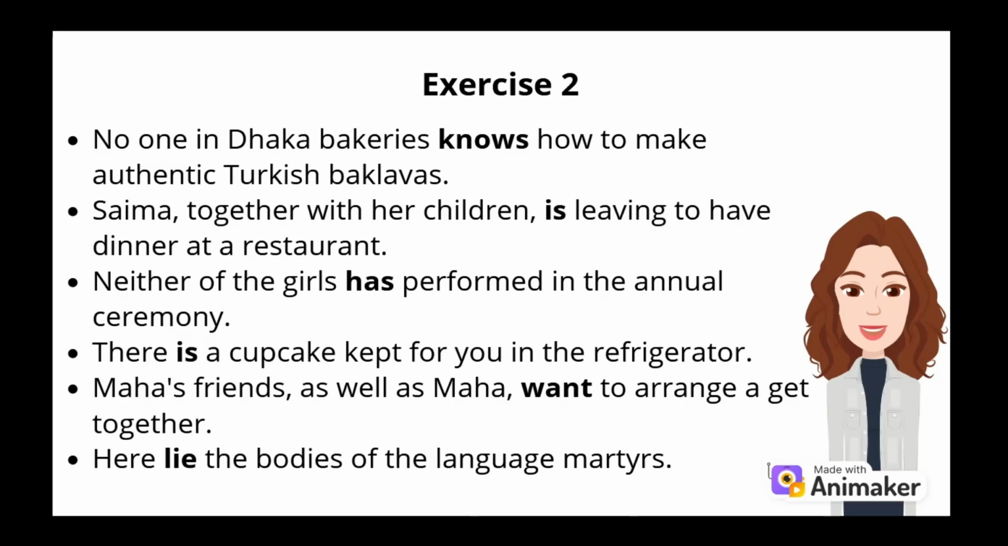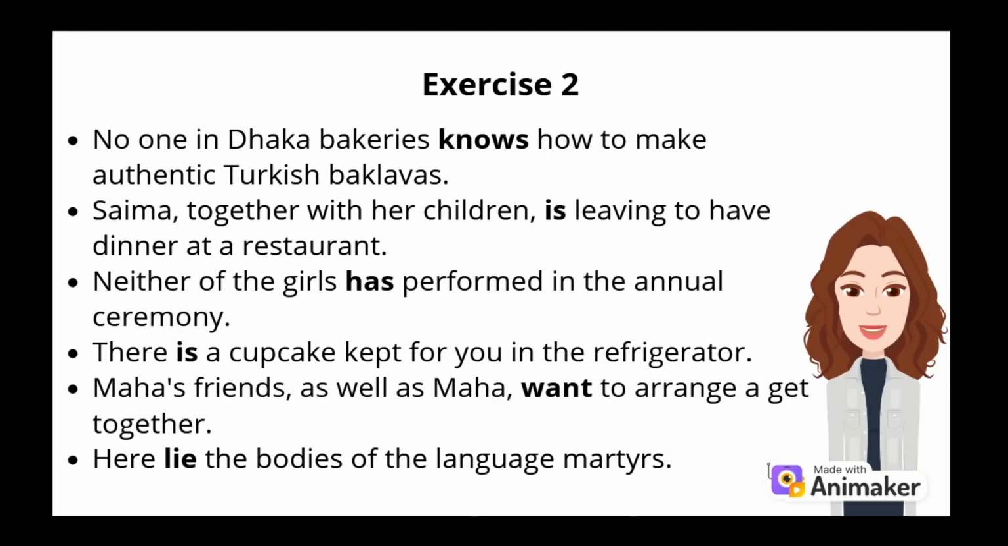The first one is no one in Dhaka bakeries know or knows how to make authentic Turkish baklavas. Here the answer will be knows. Why? Because according to the fourth rule, an indefinite pronoun takes a singular verb, and here no one is the subject and it is an indefinite pronoun. The second one is Saima together with her children is or are leaving to have dinner at a restaurant. Here the answer will be is leaving.